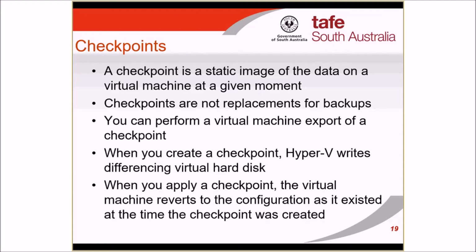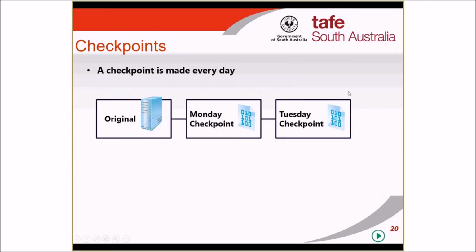When you create a checkpoint, Hyper-V writes a differencing virtual disk. So basically, when you create a checkpoint, the parent disk becomes frozen, and any new data is on a differencing disk. When you apply a checkpoint to a virtual machine, the virtual machine reverts to the configuration as it existed at that point in time. So it's a point in time capture of your virtual machine data, configuration, state, and everything.